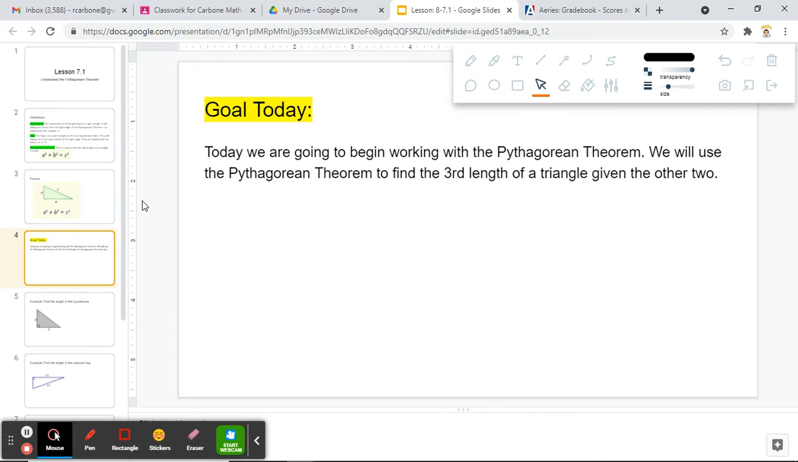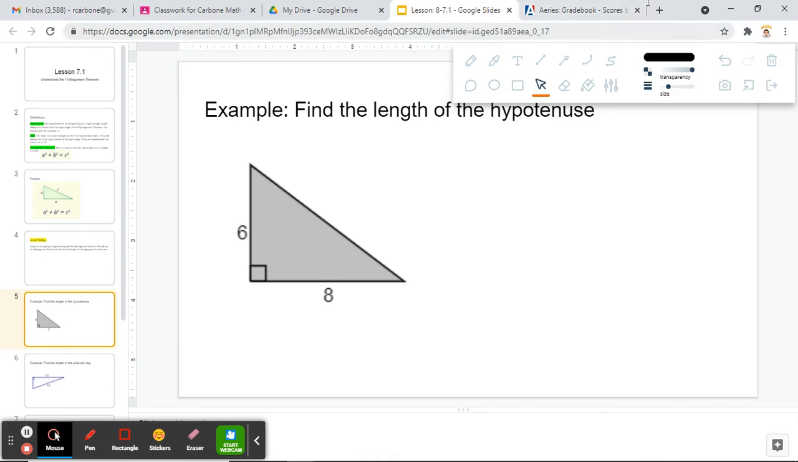So our goal today is to begin working with the Pythagorean theorem. We will use the Pythagorean theorem to find the third length of a triangle given the other two. So maybe we're given a and b and we need to find c. Maybe we're given b and c and we need to find a. But basically we're going to have one missing piece and two known pieces, and we're going to have to solve for it. All right, so on this one, we want to find the length of the hypotenuse.